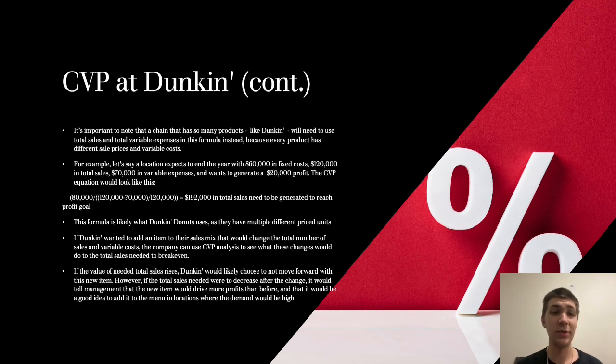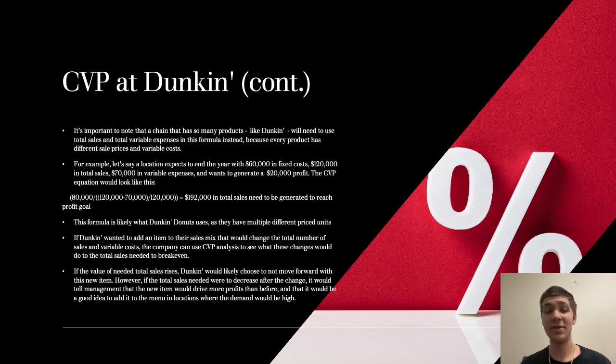For example, let's say a location expects to end the year with $60,000 in fixed cost, $120,000 in total sales, $70,000 in variable expenses, and they want to generate a $20,000 profit. The CVP equation would look like this. First, to find the contribution margin ratio, you would do 120,000 minus 70,000, the total sales minus the variable expenses. Then you divide that number by the total sales, getting your contribution margin ratio.